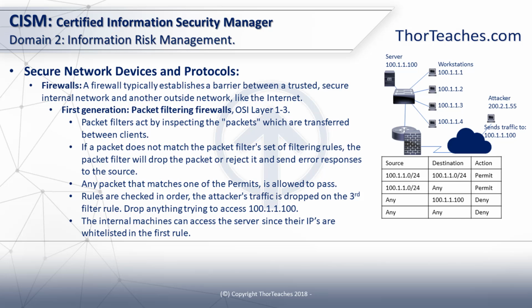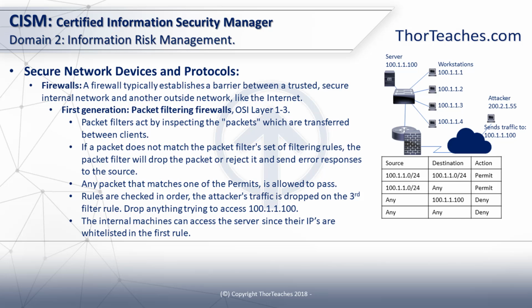First generation firewalls were packet filtering firewalls. They would work on the OSI layer 1 to 3. And as the name indicates, they filter packets. If a certain packet doesn't fit the filtering rules we set up on the first generation firewall, the firewall will either drop the packet, reject it, or send an error response to the source IP. But any packet matching one of the permits in our firewall rule will be allowed to pass. And the rules are checked in the order they are in the access list.